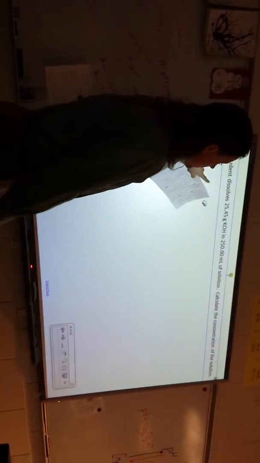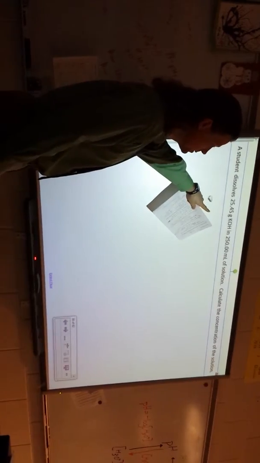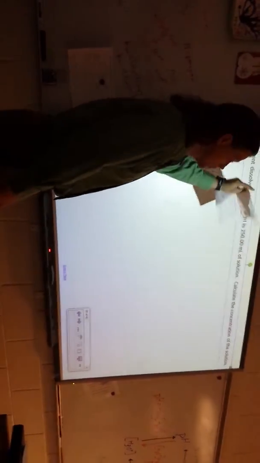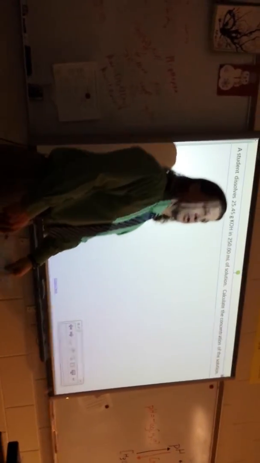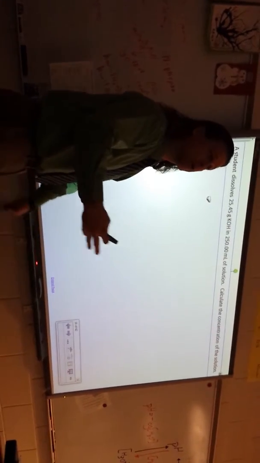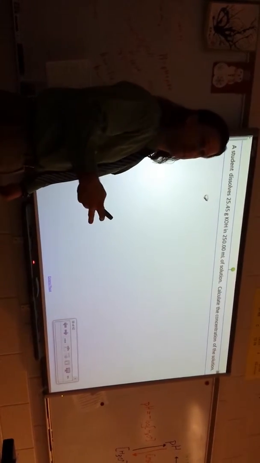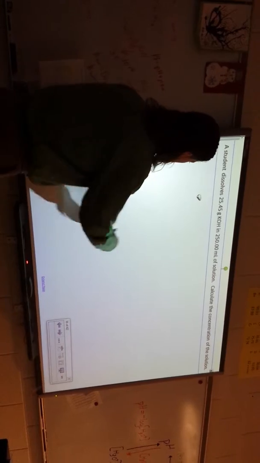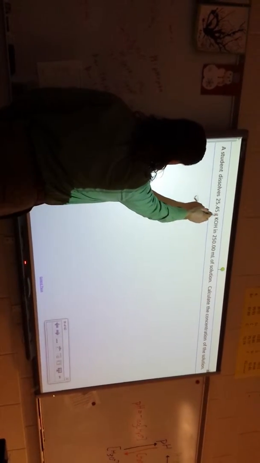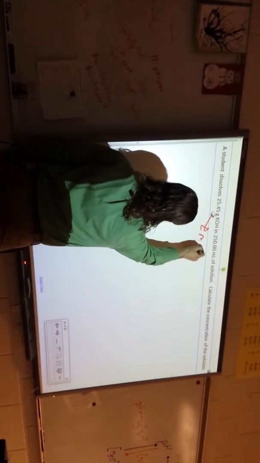Question number 1 on the quiz said you had 25.45 grams of potassium hydroxide and 250 milliliters of solution. You had to calculate the concentration of the solution. This is a molarity calculation like the ones that we've been doing in the past. So in this case, the first thing we have to do is change grams into moles.